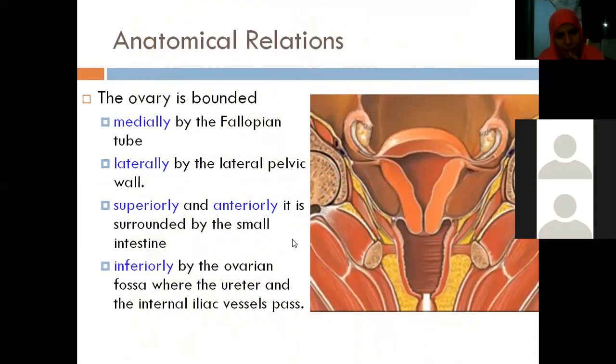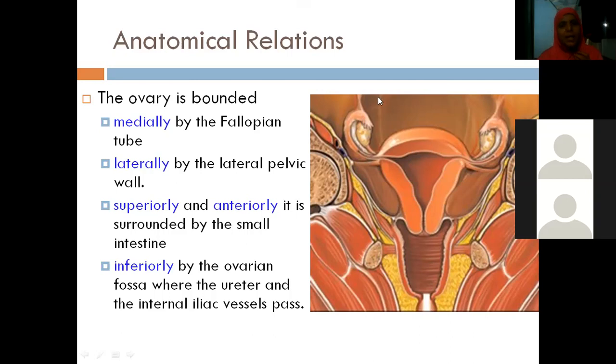Now coming to the relations. First of all, try to understand this picture. You find the fundus, and the fallopian tubes are moving backwards, which means the ovaries are placed behind, inside the ovarian fossa. Now see, the ovary is bounded medially, near the midline, by the fallopian tube, and laterally by the lateral pelvic wall.